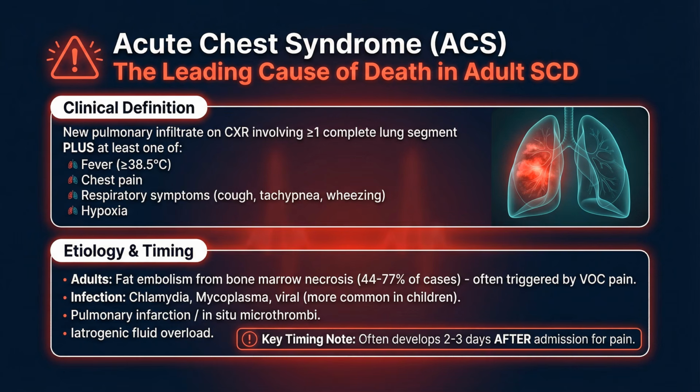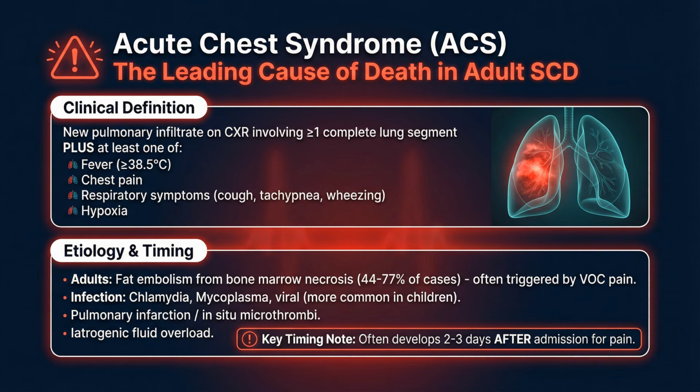Let's focus on acute chest syndrome, because it is the single leading cause of death in adult patients with sickle cell disease. The clinical definition is a new pulmonary infiltrate on chest X-ray involving at least one complete lung segment, plus at least one of the following: a fever, chest pain, respiratory symptoms like cough or tachypnea, or hypoxia.